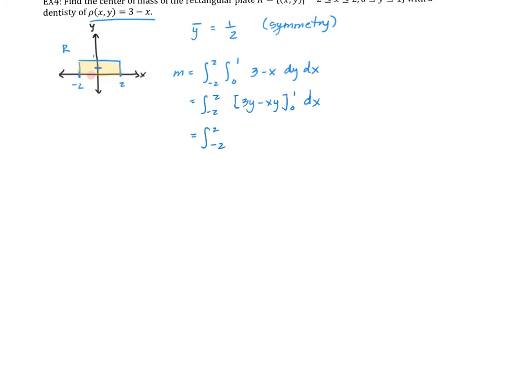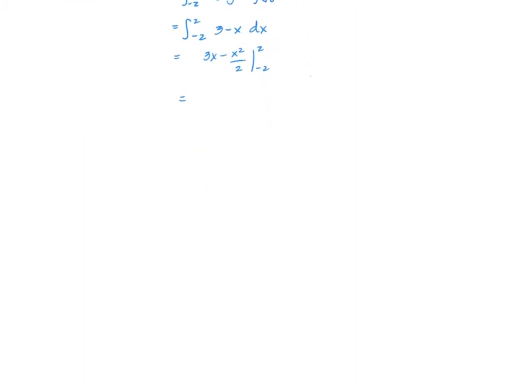Okay, so when y is 0, it's gone, so that's going to be 3 minus x. And then evaluating with respect to x, oops, sorry, don't want that integral. This becomes 3x minus x squared over 2. So I get 6 minus 2 minus negative 6 minus 2, which gives me 12 for my mass.